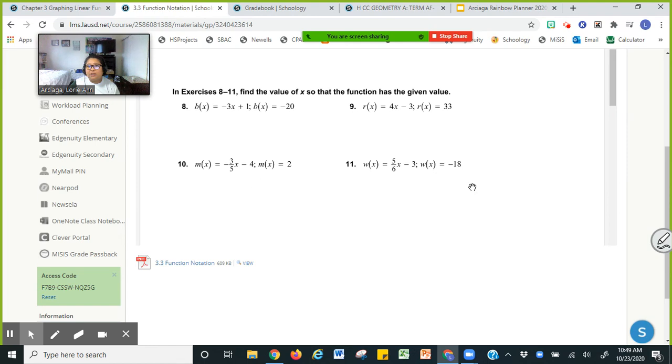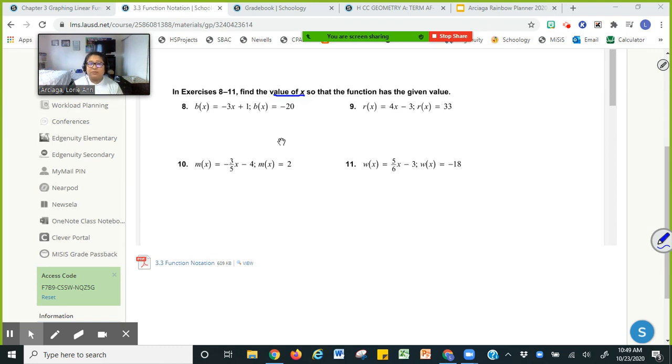I'm going to pick the ones at the bottom, because normally students ask me about the fractions. Okay, so how is this different from number 1? In number 1 through 6, they give you the numbers to plug in, right? But here, you're trying to find the value of x. So you're working backwards now. You don't know what they plugged in, but they give you the final value. This is the final answer. B of x is equal to 20. So when they plug in whatever number it was, they got negative 20. So our job is to find out what that x is.